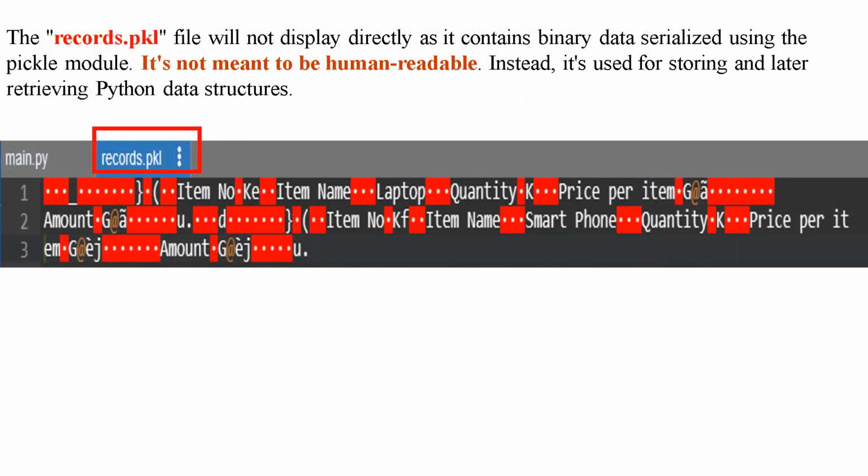The records.pkl file will not display directly as it contains binary data serialized using the pickle module. It's not meant to be human readable. Instead, it's used for storing and later retrieving Python data structures. The contents of the records.pkl file will appear as a binary stream of data when viewed in a text editor or when read programmatically. To view the data stored in records.pkl, you would need to use a Python program to deserialize the data and display it in a human-readable format.